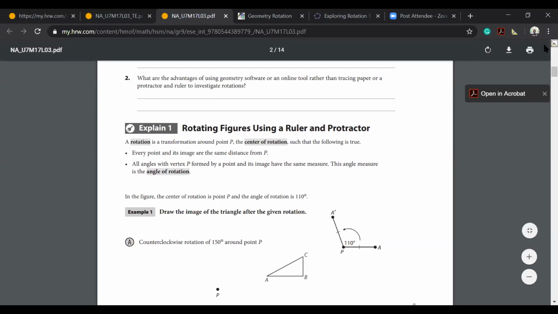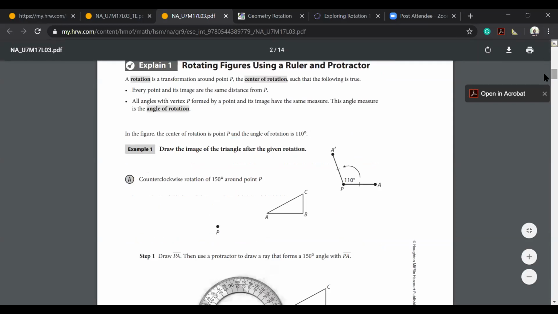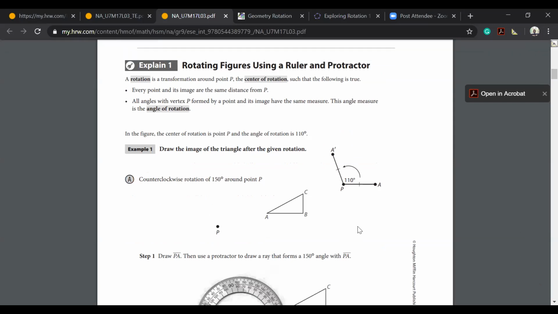Okay, let's see this example. In question A, draw the image of the triangle after the given rotation. I have a triangle, as you can see, ABC. Counterclockwise. The first thing, he gave you the direction. I should be moving counterclockwise, not clockwise. I'm moving in this way.